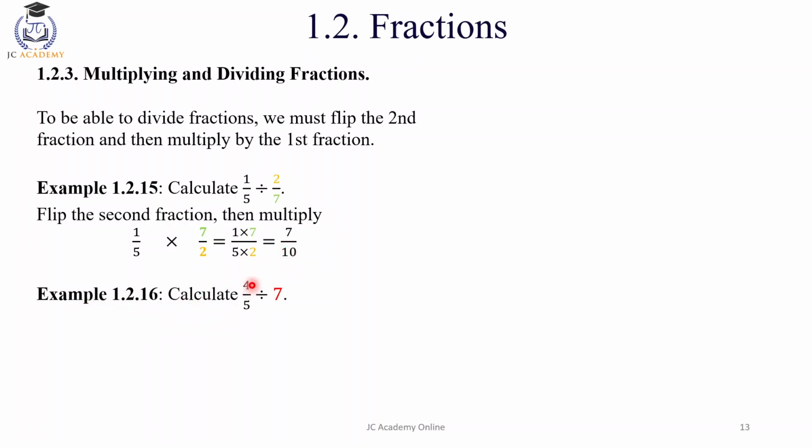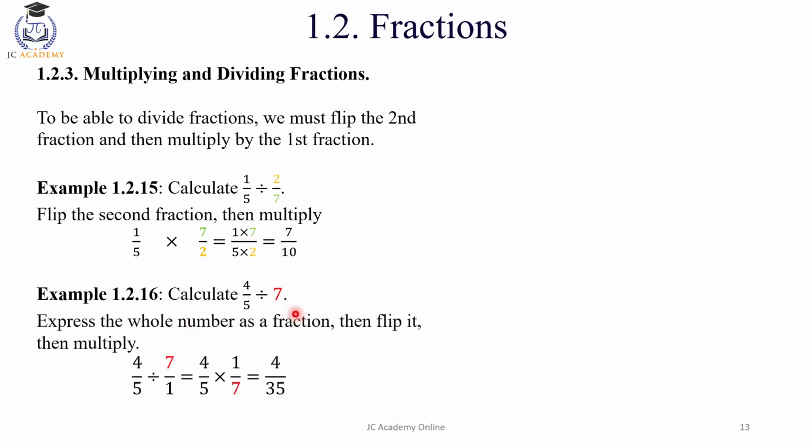Similarly, we have calculate 4/5 divided by 7. Now you might be tempted to flip this fraction over. Never do that. It's always the second fraction. Obviously here is a whole number, but remember, the whole number can be written as 7 over 1. So never switch the order and then flip it. It's always the second fraction.